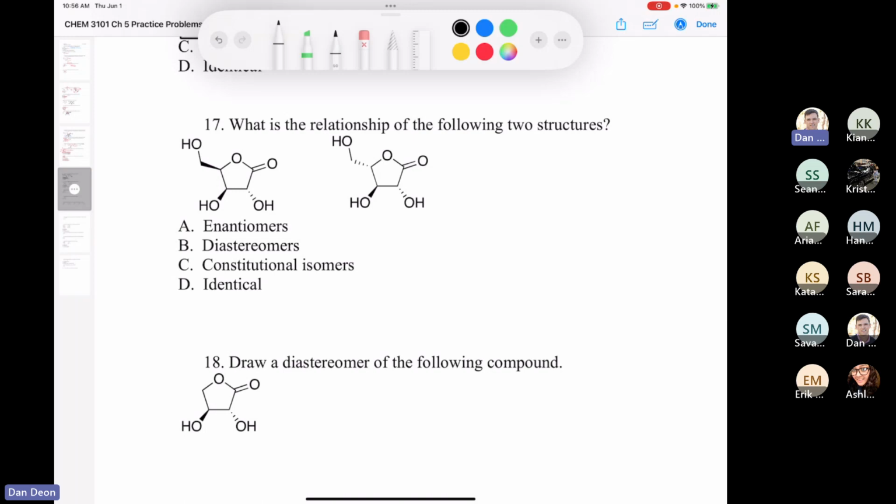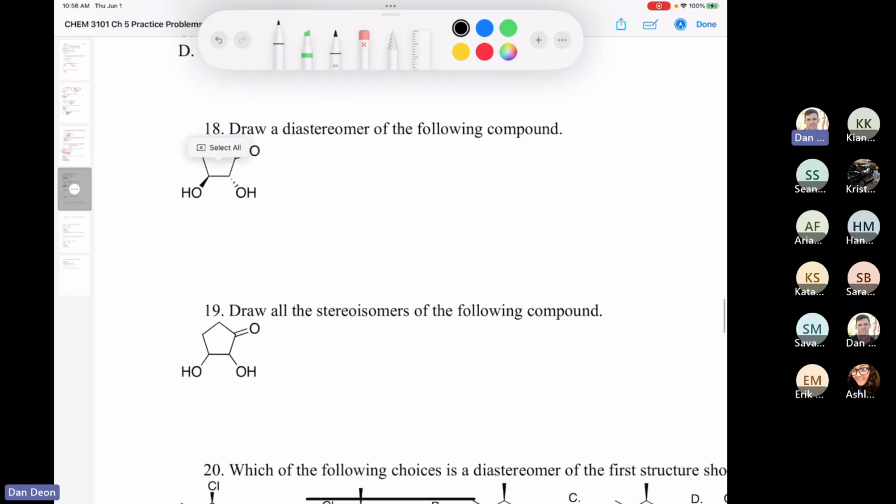The next one, what about the next one? I'd say this one's the same thing, right? They're diastereomers, aren't they? They're stereoisomers, but they're not mirror images. Sheesh, I'll get it eventually. All right, so these would be diastereomers.